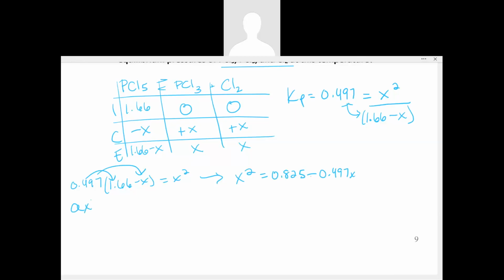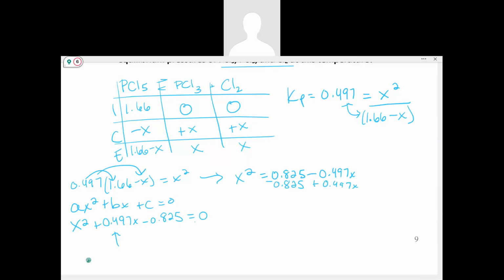We need the form ax squared plus bx plus c equals 0 in order to use the quadratic formula to solve for x. So let's add 0.497x to each side, plus 0.497x, and then minus 0.825 over here. This will be set equal to 0. Now this is in quadratic form.